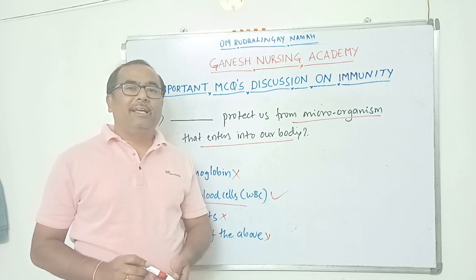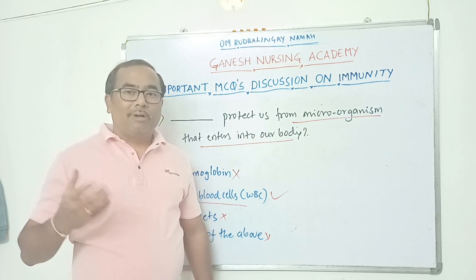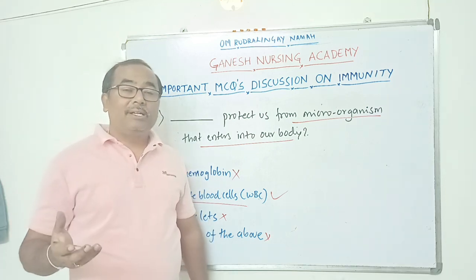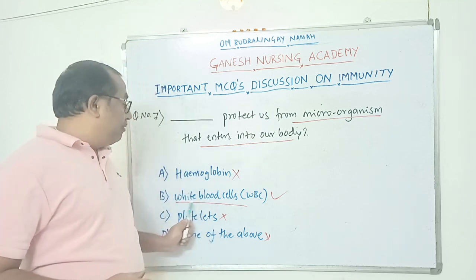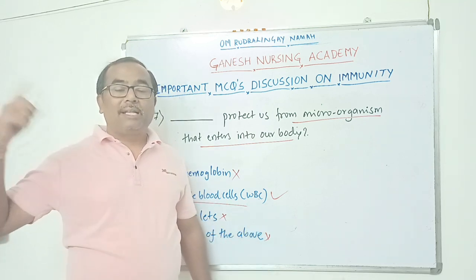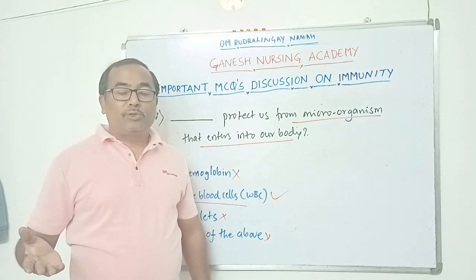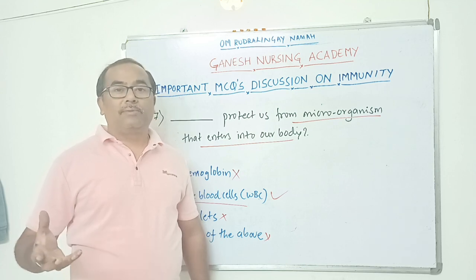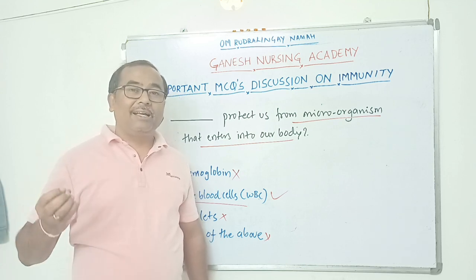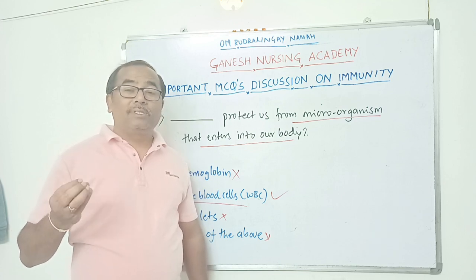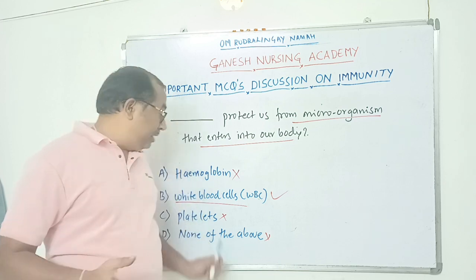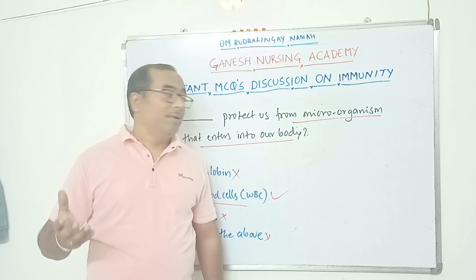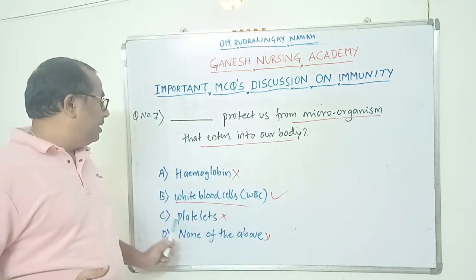See here, whenever we get any infection, the doctor will do a complete blood picture or CBC, complete blood count. Why? Just to see whether the patient has an infection or not. If the doctor finds that the WBC count is raised, that indicates the person is exposed to an infection and the body is preparing immunoglobulins or antibodies against the microbial agents. That is why the WBC count increases in infection. I hope the concept is clear for you. So option B, white blood cells, is the right answer here.